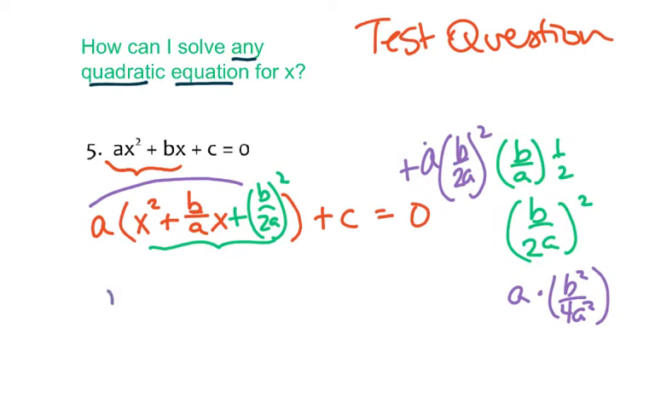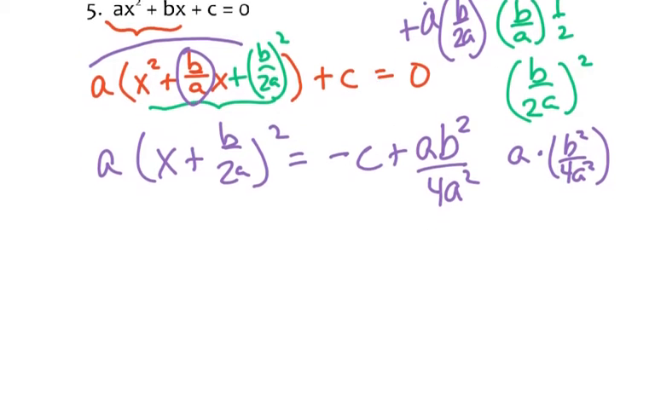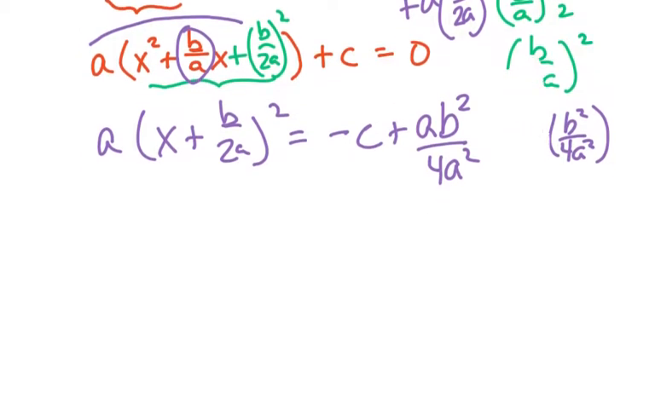Okay, and so I'm going to have my perfect square. Remember, it's half of the b divided by a, so it's b over 2a like that, quantity squared. I'm going to move my c to the other side, and I've got plus, and then I'm going to have ab squared over 4a squared. Okay, now let me erase some of this other stuff I have over here.